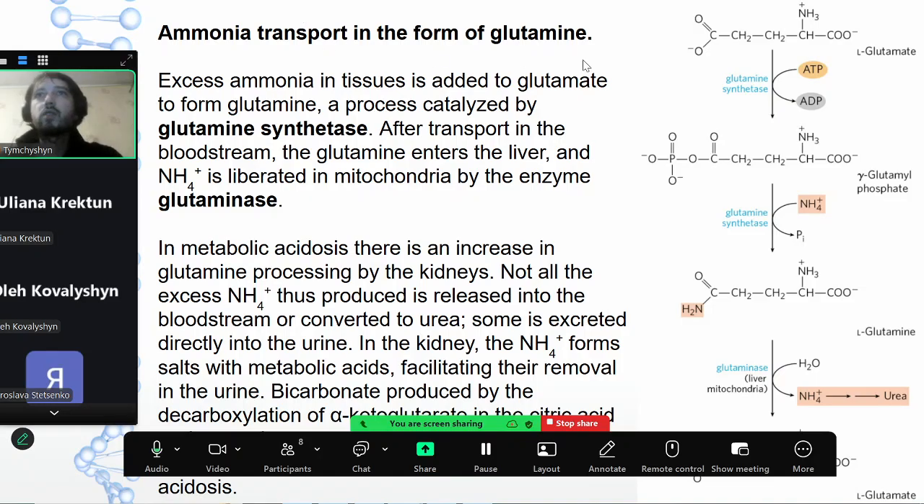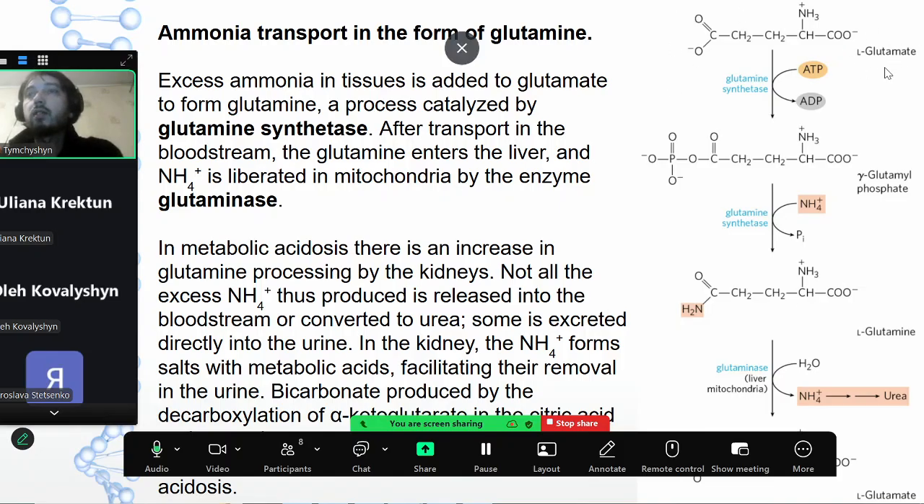What else should I show you? Yes, ammonia transport in the form of glutamine. So excess ammonia in tissues is added to glutamate to form glutamine, a process that is catalyzed by glutamine synthase. And after transport in the bloodstream, the glutamine enters the liver. Once again, in the liver, NH4+ is liberated in mitochondria by the enzyme glutaminase. So here you see the process, glutamine synthase.